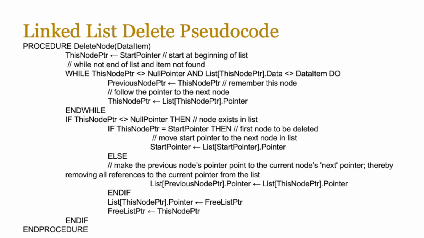Now, if that's not the case, then we make the previous node's pointer point to the current node's next pointer, thereby removing all references to the current pointer from the list. And that's basically just swapping pointer locations. As with the previous pseudocode, do pause the video, do go through this, do try to trace it out so you get a better understanding of how the pointers work and how we simply update pointer locations.